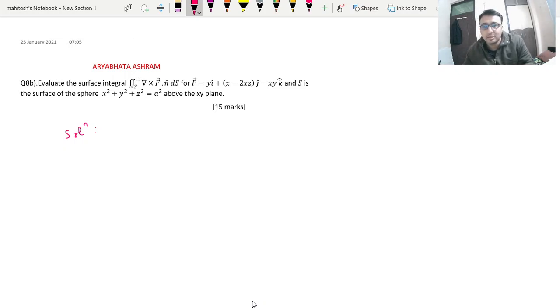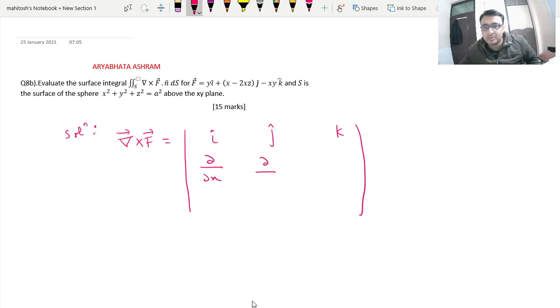Now this question is of 15 marks, and it is highly expected that you solve this question by what has been given. So we will first of all find the curl of F. This is dou by dou x, dou by dou y, and dou by dou z. Values are y, x minus 2xz, and minus xy. This is your i cap.